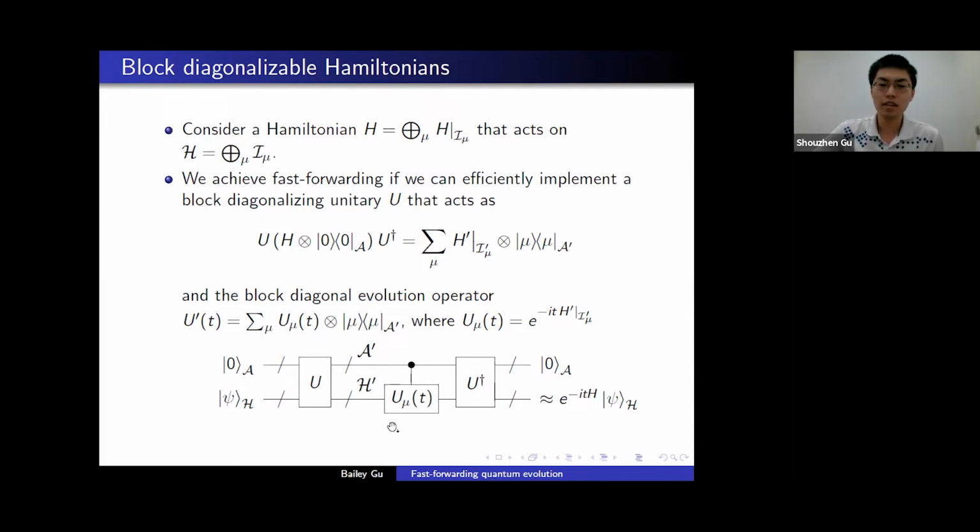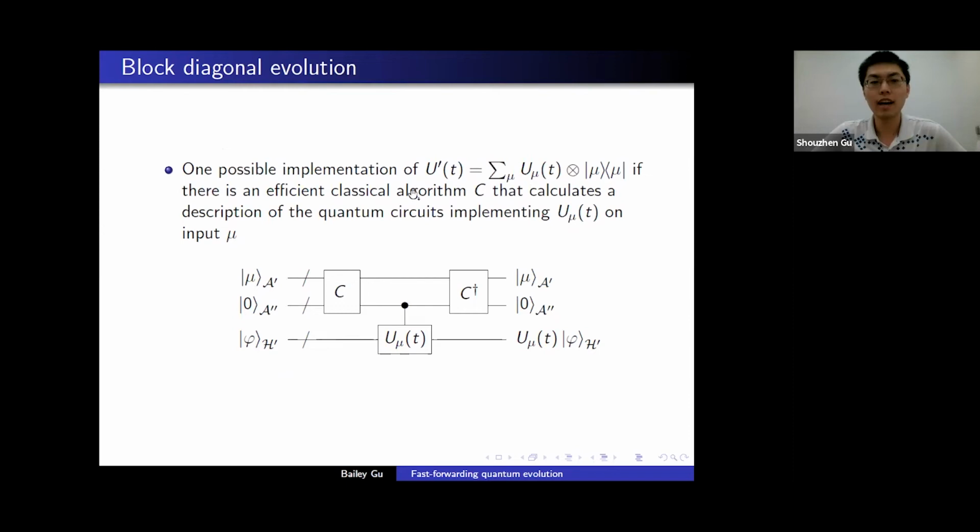And sometimes this part here might have some trouble because there could be an exponential number of blocks mu. So it's not immediately clear how we might implement this conditional operation. But one way that we could do it is, for example, if we have a classical algorithm that can calculate U mu of t. In the diagonalizable case, this means that we're able to efficiently calculate the eigenvalues of the Hamiltonian. And when this is possible, we can use a reversible classical implementation of it, and then that will translate to a quantum circuit as well.